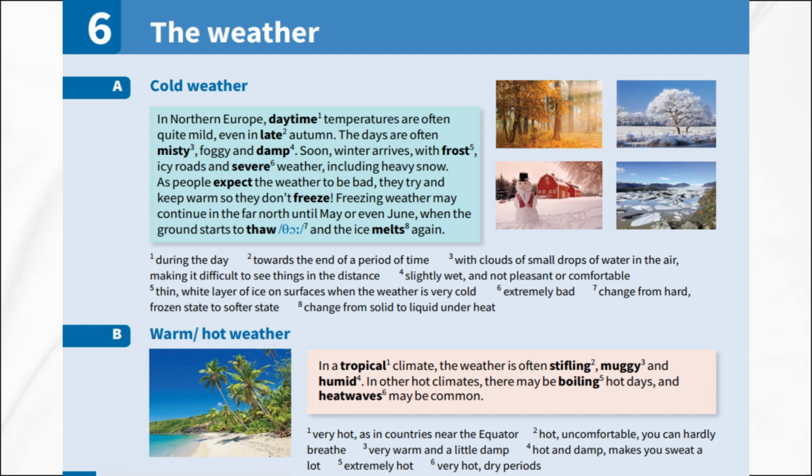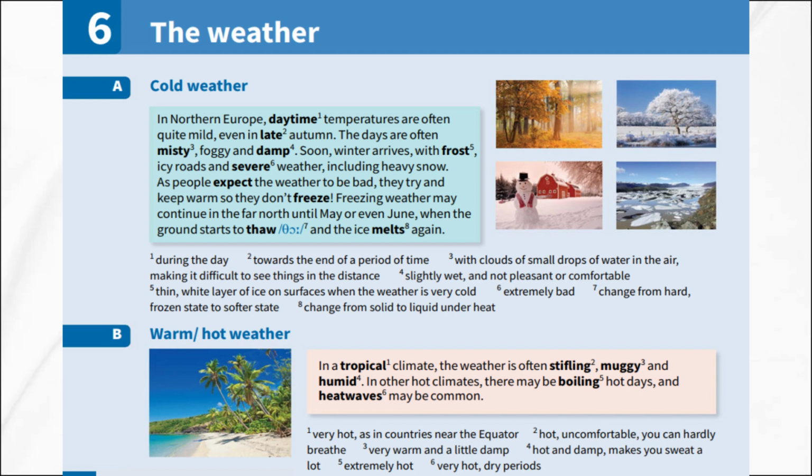So, let us quickly review some keywords here. Daytime means during the day. Late refers to towards the end of a period. Misty means the air is full of small drops of water, making it hard to see. Damp means slightly wet and uncomfortable. Frost is that thin white layer of ice on surfaces. Severe means extremely bad. Thaw is the change from a frozen state to a softer state. And melt is when something solid turns to liquid under heat.